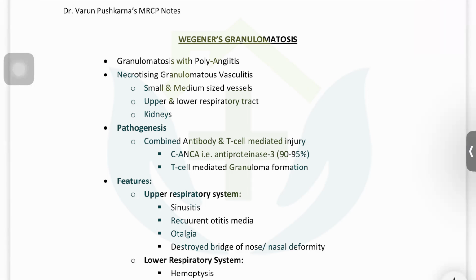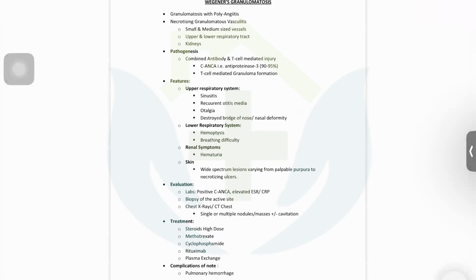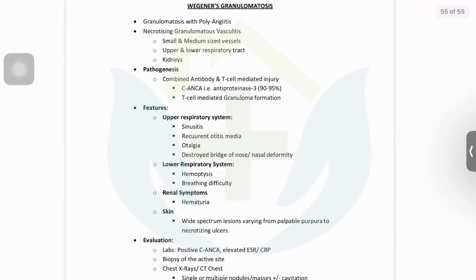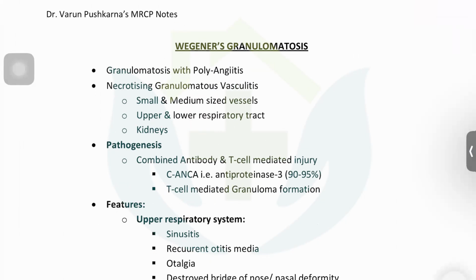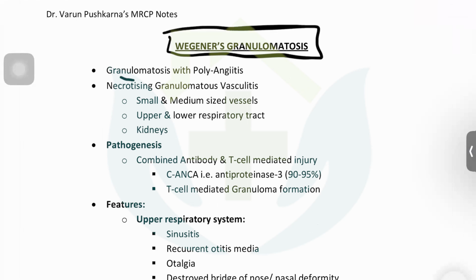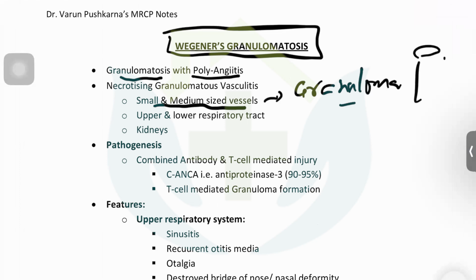So we move on to the next bigwig, that is Wegener's granulomatosis. Wegener's is no longer known as Wegener's. Now it is known as granulomatosis with polyangiitis. So there are small and medium vessels involved, and there is granuloma formation. Also, these granulomas are so notorious that they not only involve the blood vessels, they go on depositing elsewhere. My drawing is weird, but then they can get involved.